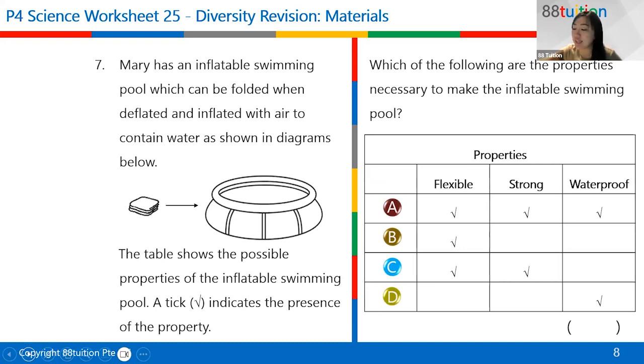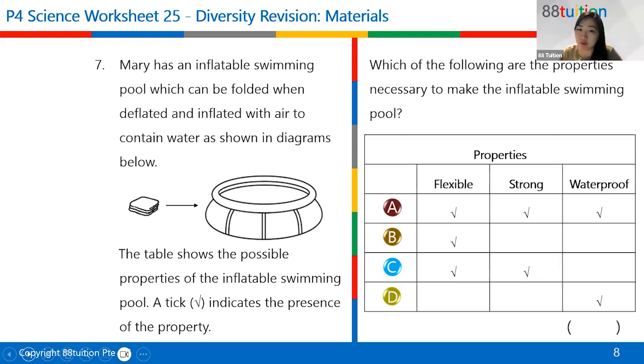Next one. Mary has an inflatable swimming pool which can be folded when deflated and inflated with air to contain water as shown in the diagrams below. The table shows the possible properties of the inflatable swimming pool. A tick indicates the presence of the property. Which of the following are the properties necessary to make the inflatable swimming pool? Let me see. Catherine, you want to try? A. A, okay, you want it to be flexible, right? Why do you want it to be flexible? So that I can hold a lot of water.